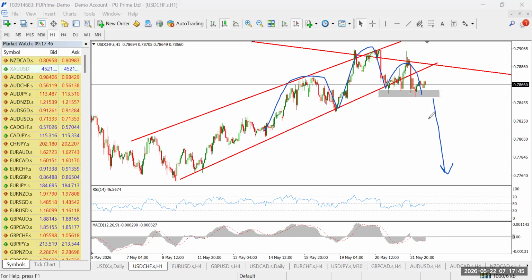Now, this breakout can happen before the release of the data in the afternoon. The data in the afternoon will come by 3 p.m. That's still very, very far away. So in the course of maybe this morning session, anytime soon, if we can see price break out below this box, you are free to take a sell on the USD CHF.